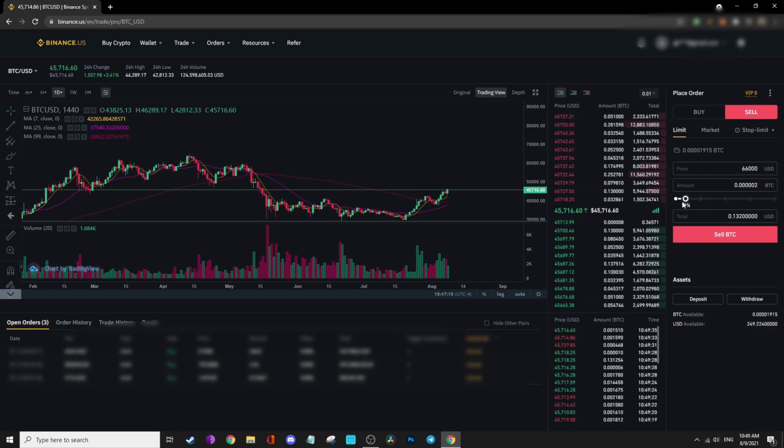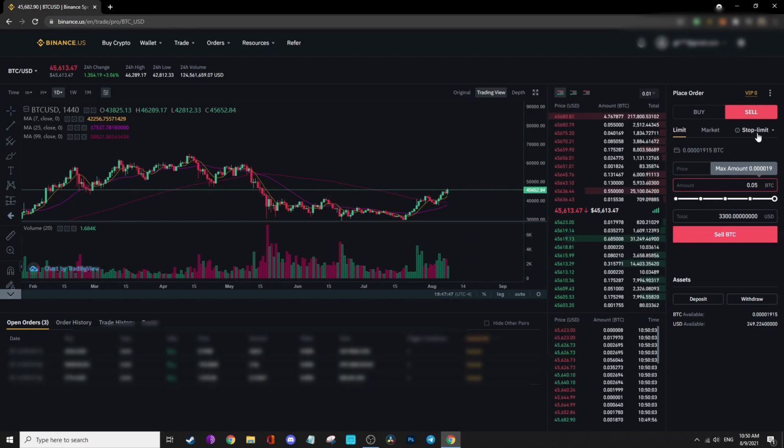I don't got much Bitcoin in here, but you kind of get the example. And what this is basically going to do, let's just type in 0.05 Bitcoin. Let's say you have that much and you want to sell it. What this order is going to basically do for you is it will not sell your Bitcoin until it reaches 66,000 or higher. That way you can get the price that you asked for with your Bitcoin.